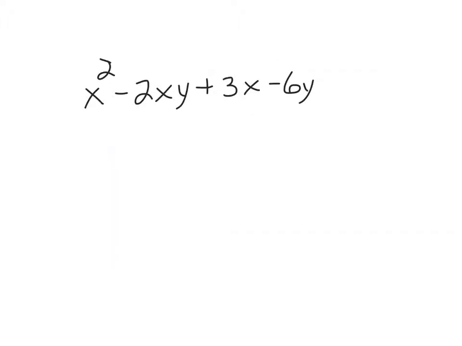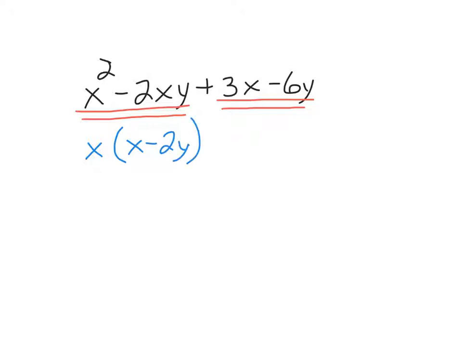Here's another example of factoring by grouping. Remember, I'm looking for common factors in each of the different groups of terms that I have. In the very first two terms, it looks like I have a common factor of x. So I'm going to factor an x out of both of those two terms, which leaves me an x minus 2y. In the second one, I have a common factor of 3. So I'm going to factor a 3 out of both of those, which once again leaves me an x subtract 2y.